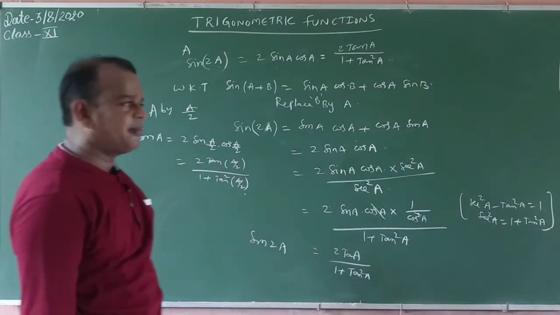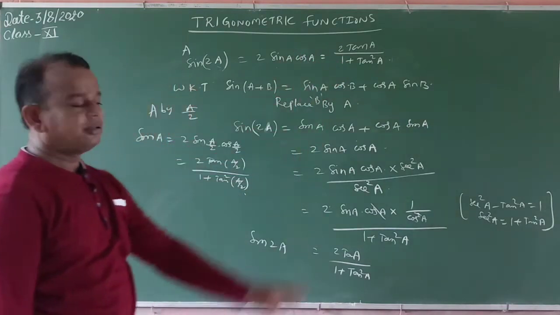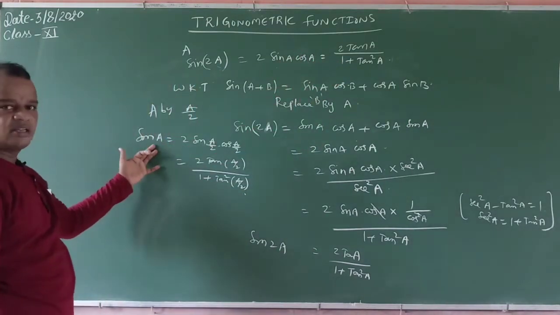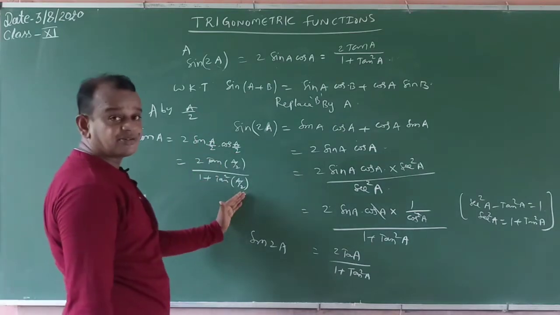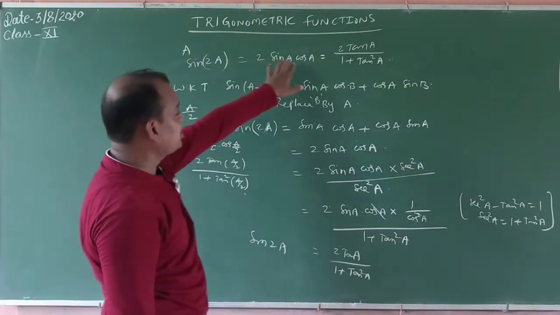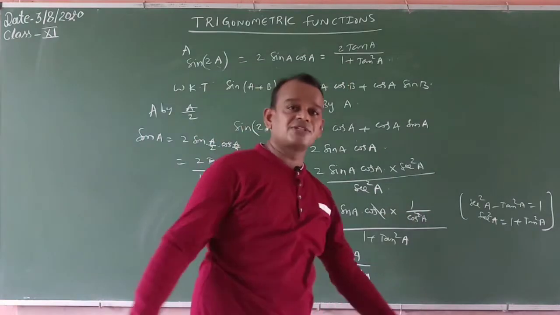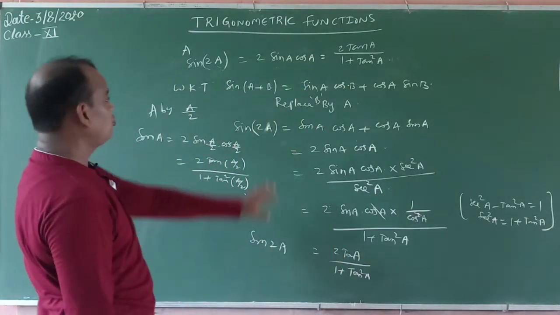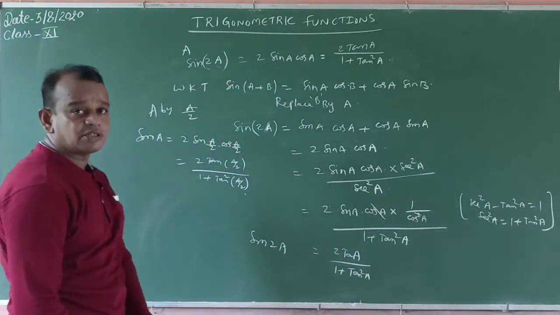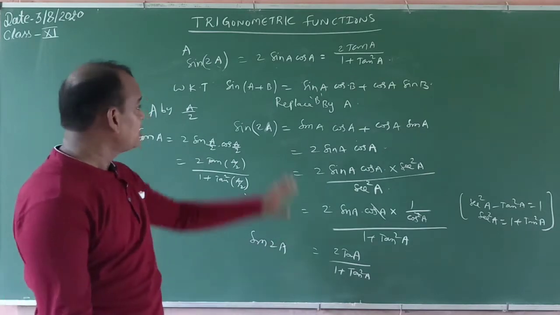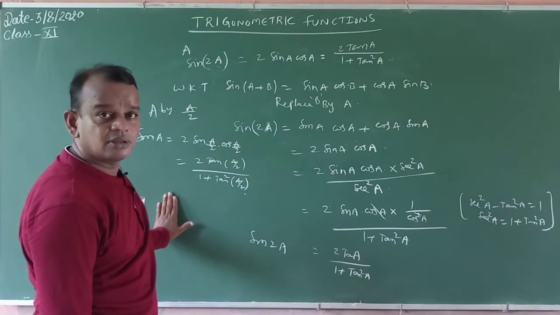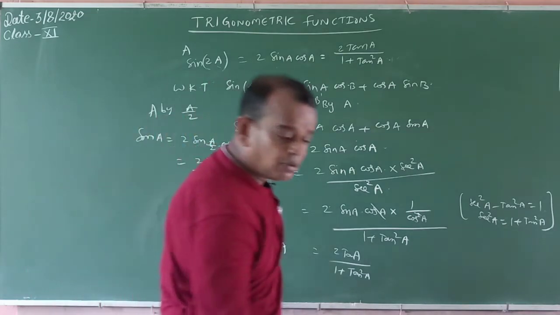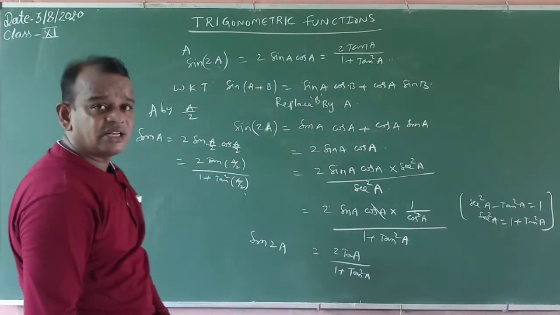Instead of A you write A by 2. Remember this formula: sin A in submultiples is 2 sin A by 2 cos A by 2, which is 2 tan A by 2 by 1 plus tan square A by 2. Sin 2A formula is 2 sin A cos A, equal to 2 tan A by 1 plus tan square A. Here how many formulas are there? 4 formulas total you have learned in multiple and submultiple angles. Multiple angles 2 formulas, submultiple angles you have 3 formulas. Understood? Now you will go to the next formula, that is cos 2A.